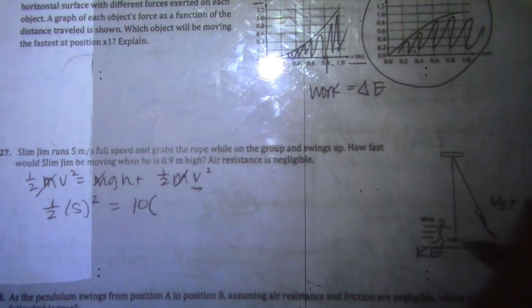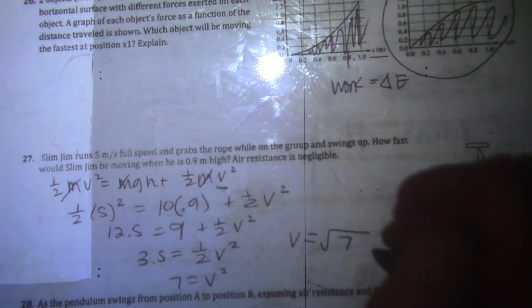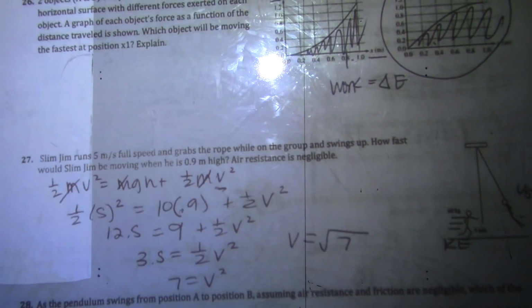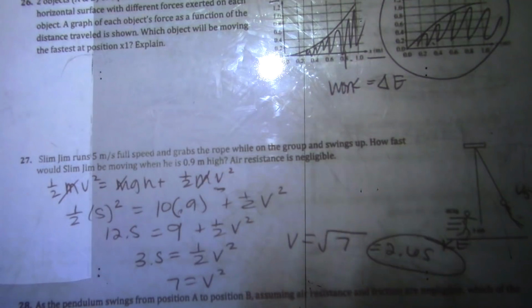1/2, the initial velocity was 5, squared, equals g times the height I'm asking for, 0.9, plus 1/2 v squared. So this is just 9. Half of 25 is 12.5. Subtract that over, you get 3.5. Multiply by 2, you get 7. So then your velocity is the square root of 7, which is also like 2 point something? 2.67 or 2.65. Same thing.